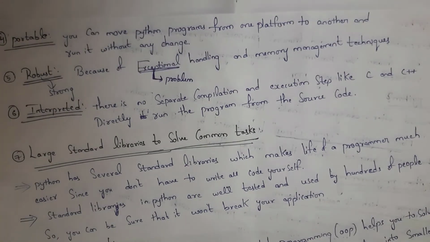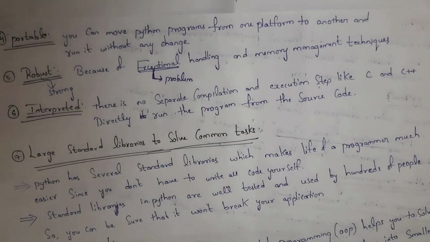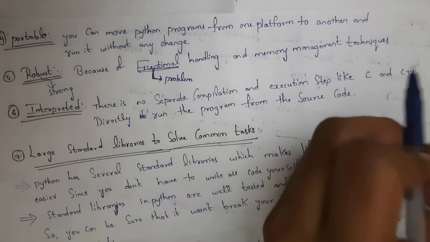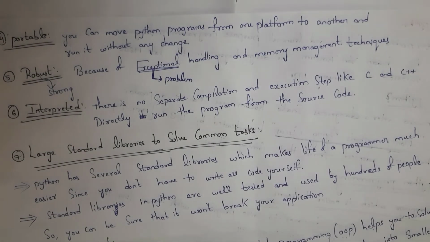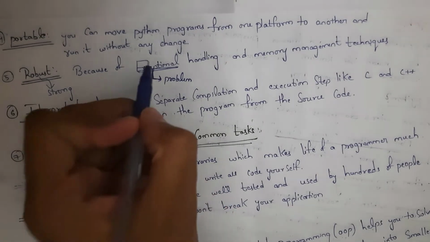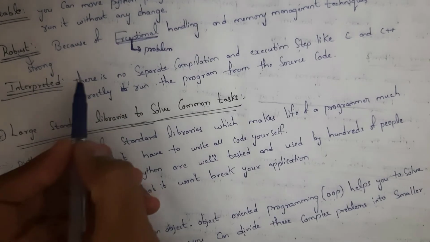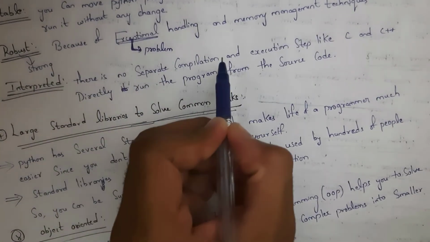Fifth feature is robust. Meaning of robust is strong. Python is a strong programming language because of exception handling and memory management techniques. There are so many memory management techniques present in Python and Python has the capability of exception handling. Exception is nothing but a problem. If any problem occurs, then Python has the capability to handle those problems. Because of these two features, Python is robust. And sixth feature is interpreted. Interpreted means there is no separate compilation and execution step.